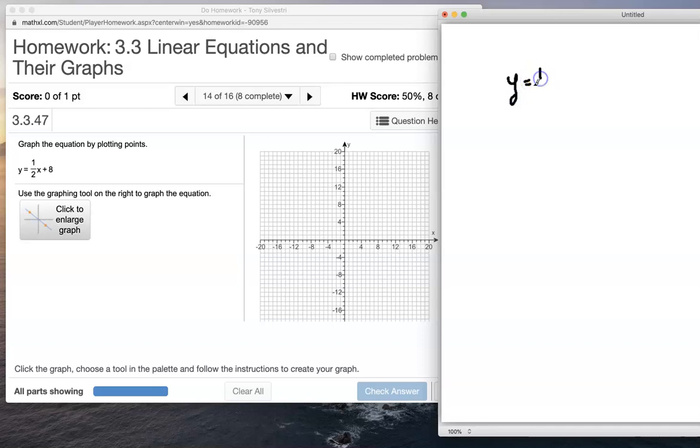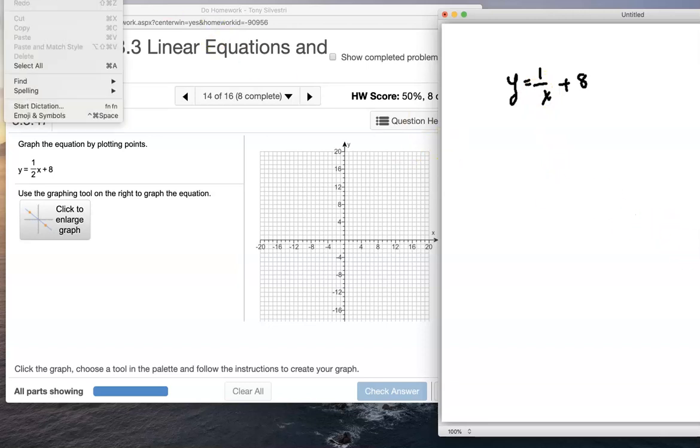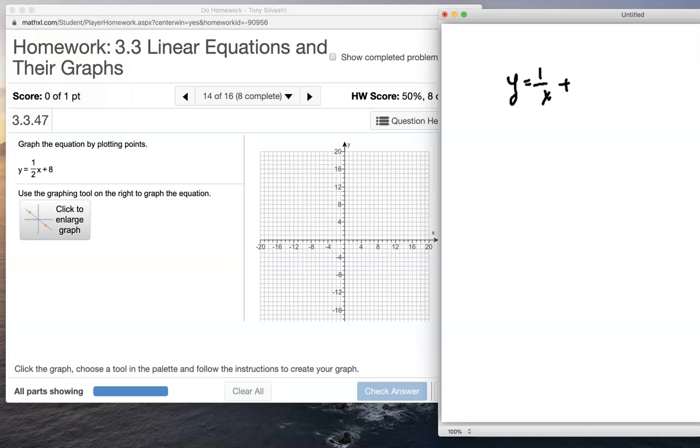1/2 x plus 8. Okay. Oh, what am I doing? Oh, geez. Let me do undo. Edit, undo. Edit, undo. Control Z. Okay, that's going to be 1/2 x plus 8.